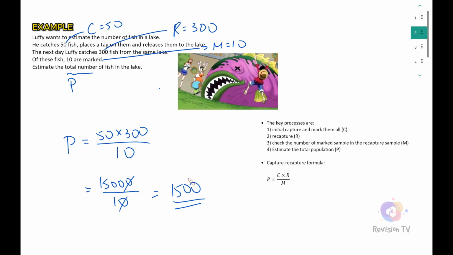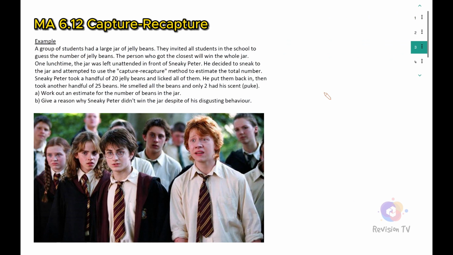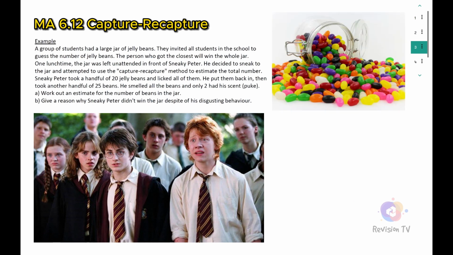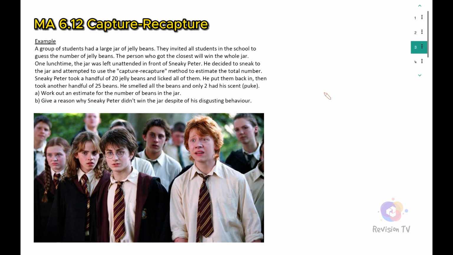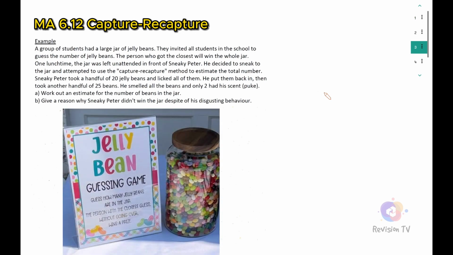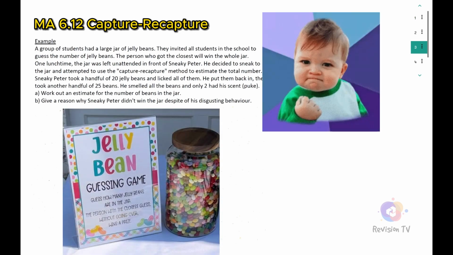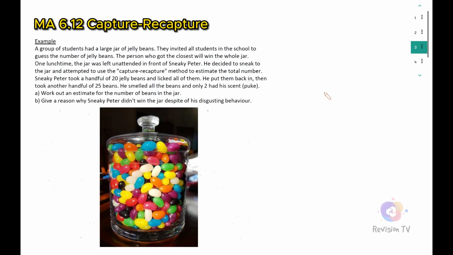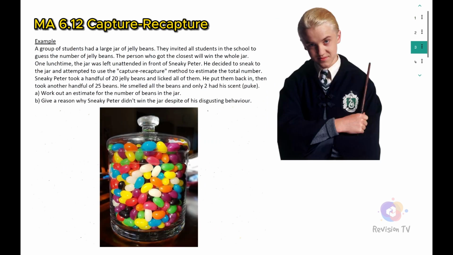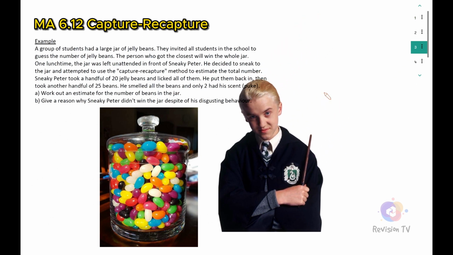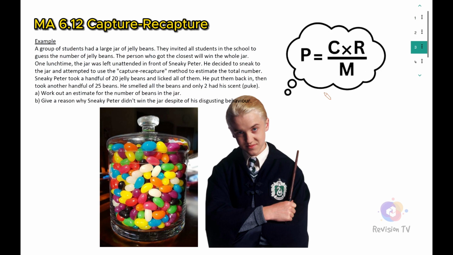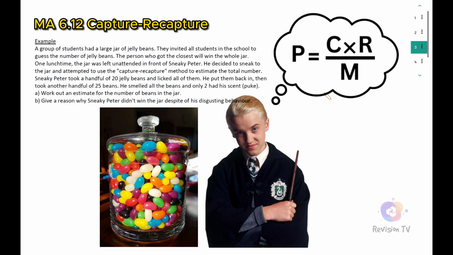Okay, it's all estimation. In this example, a group of students had a large jar of jelly beans. They invited all students in the school to guess the number of jelly beans. The person who got the closest would win the whole jar. Now, one lunchtime, the jar was left unattended in front of Sneaky Peter. He decided to sneak to the jar and attempted to use the capture-recapture method to estimate the total number. He thinks he's quite smart.